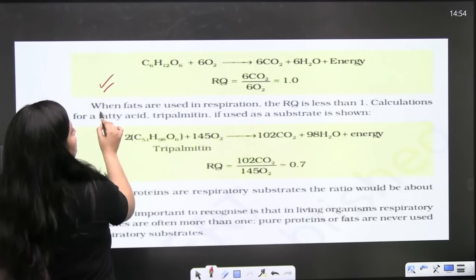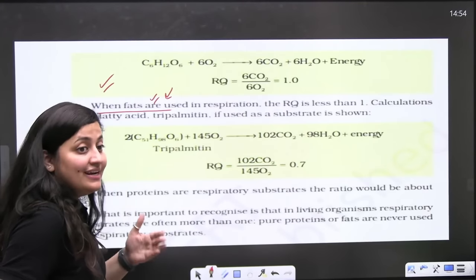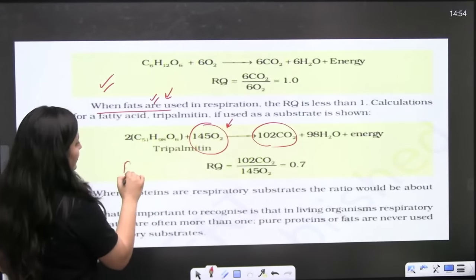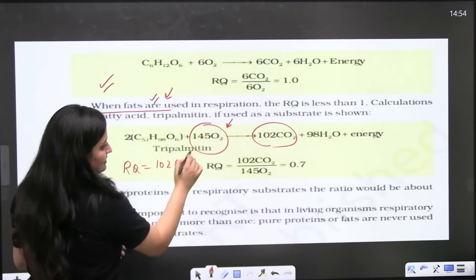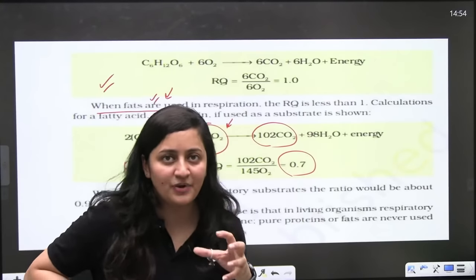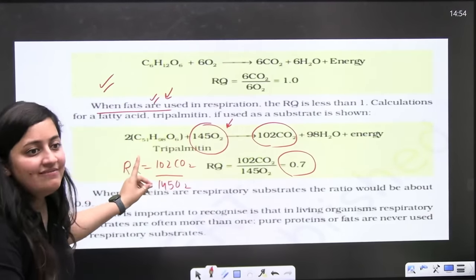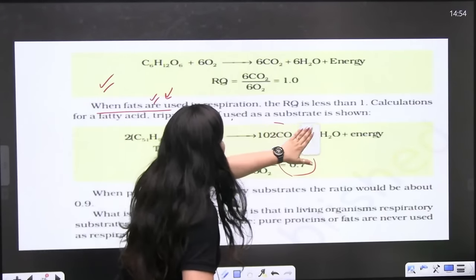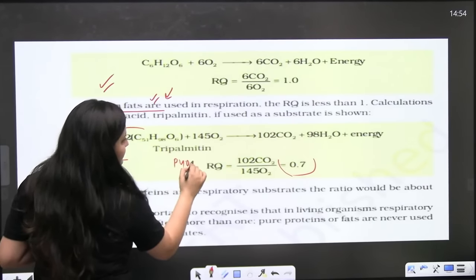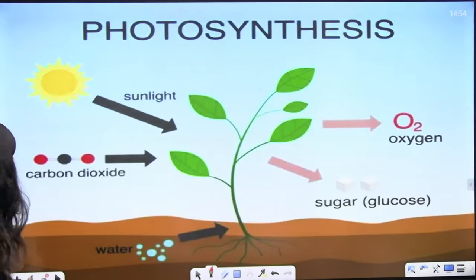But when you say fats, in the case of fats, we need more oxygen, isn't it? We need more oxygen for their oxidation and less CO2 is produced. So in the case of fats, for tripalmitin it is 102 CO2 to 145 O2. So it is 0.7. So for proteins and fats, the respiratory quotient is less than 1, right? But for carbohydrate, it is 1. So it is a PYQ. Here we have taken the example of tripalmitin, and bachche, it's a NEET PYQ. So, do revise it. Even for the proteins, it is less than 1. It is 0.9.